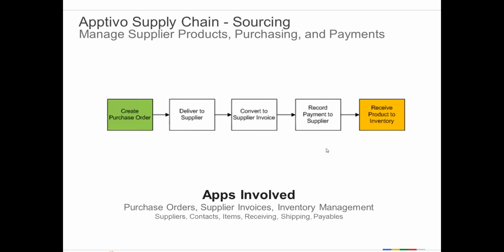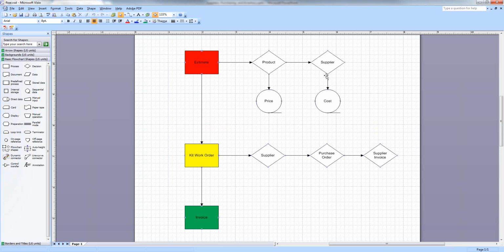And then we have the purchasing flow, which for both types of companies is pretty similar. I mean, you create a purchase order, you send it off to your supplier, and then the supplier will give you an invoice. You'll pay that. You just track when you paid it. And then, in the case of the Orders app, you would receive the product into inventory. But in the kit work order, our flow is a little bit different.